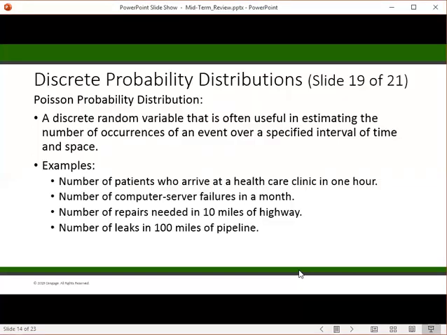We discussed several discrete probability distributions. An interesting one is the Poisson probability distribution. It's useful in estimating the number of occurrences of an event that occur in a specific period of time. This is something that happens quite often in business. Number of patients who arrive in an emergency room in an hour, number of computer server failures in a month, highway repairs per 10 miles, and so on.